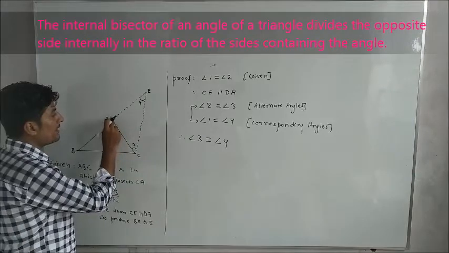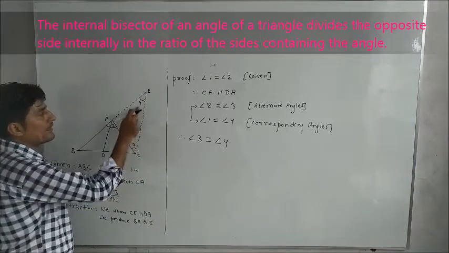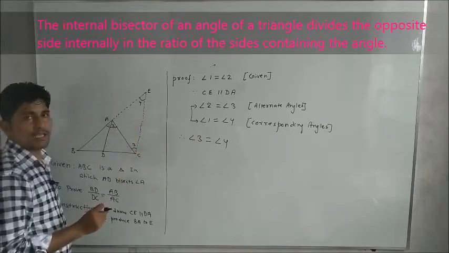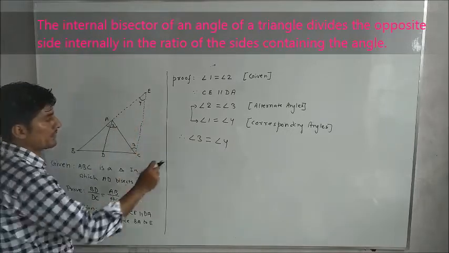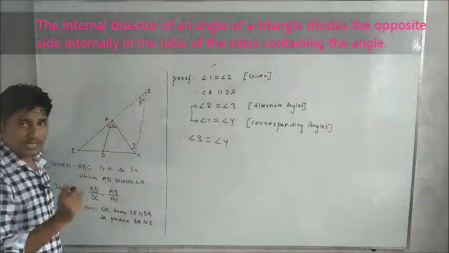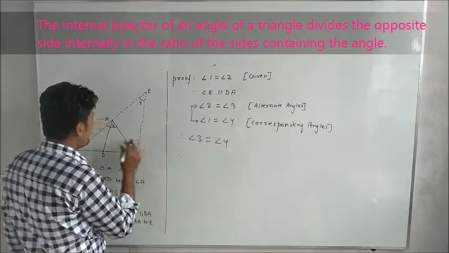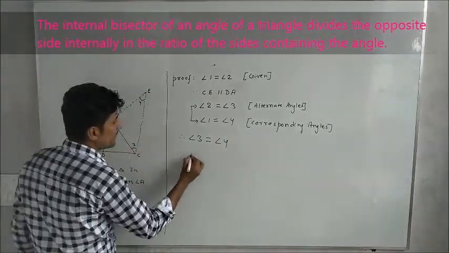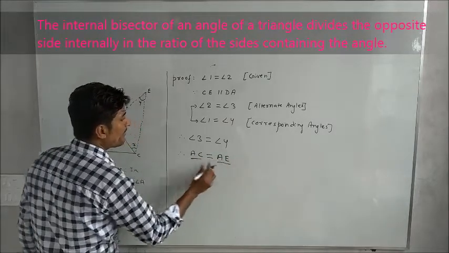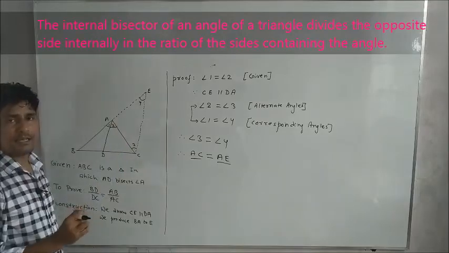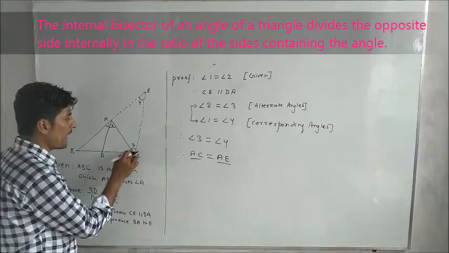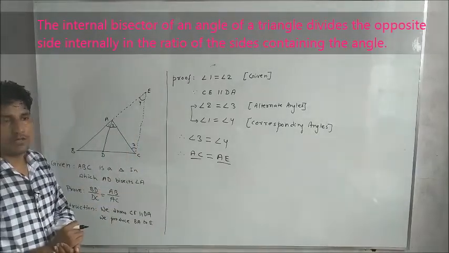Now, in triangle ACE, angle 3 is equal to angle 4. Hence we can say that ACE is an isosceles triangle. Hence AC is equal to AE. Why are AC and AE equal? Because ACE is an isosceles triangle. Why is this an isosceles triangle? Because angle 3 and angle 4 both are equal.